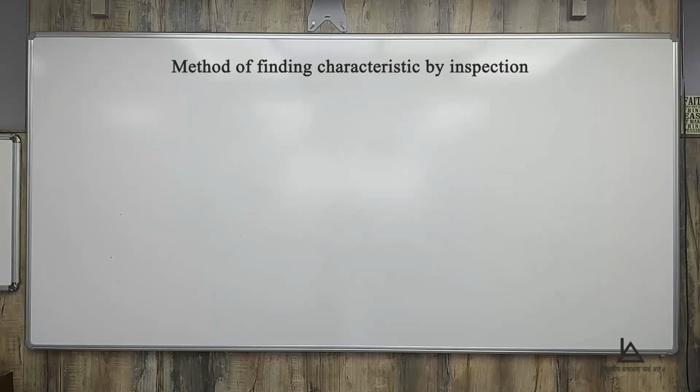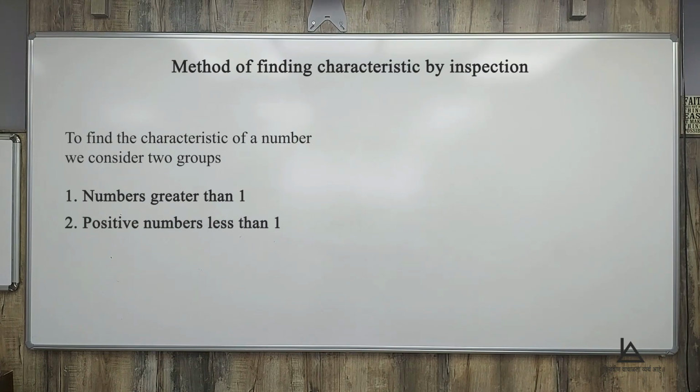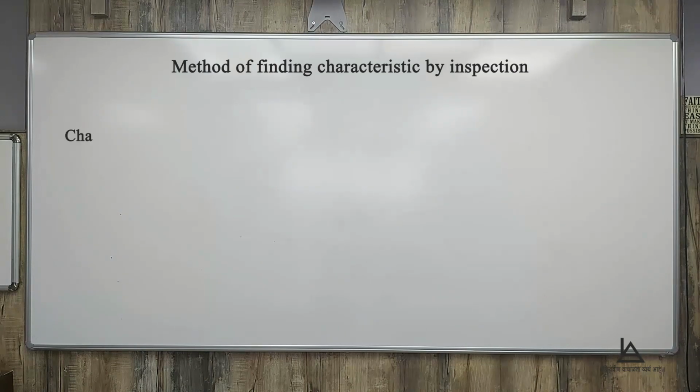Let's learn the method of finding characteristic by inspection, or you might want to call it oral. To find the characteristic of a number, we consider two groups. One, number greater than 1 and number less than 1. Let's try to find out characteristic of a number greater than 1.